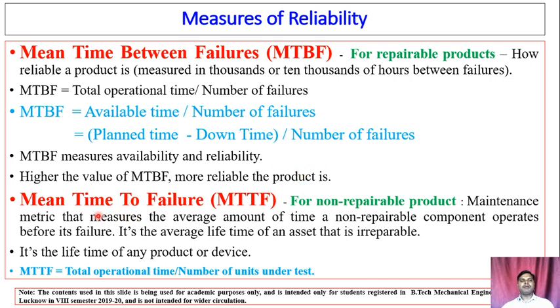The second parameter is mean time to failure, MTTF, and this is applicable to non-repairable products. It is not applicable to repairable products. As I have quoted as an example, the cell of a battery, the cell of a remote or the cell of a torch is non-repairable. It cannot be repaired. It has to be replaced. So this is applicable to that sort of product.